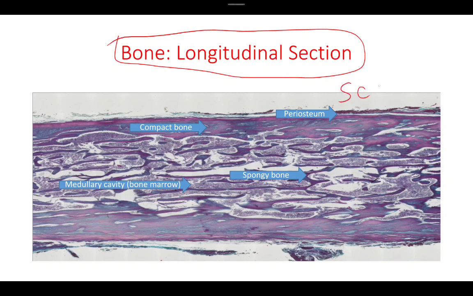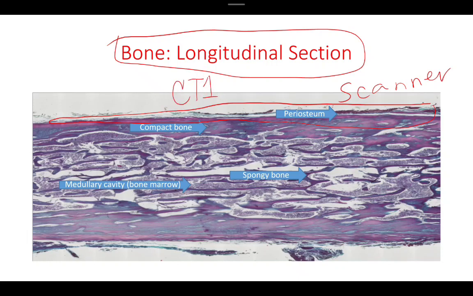So this is a scanner view. Can you appreciate the periosteum here, which is a covering of your compact bone? So the periosteum is, once again, connective collagen type 1. Okay, anong klaseng connective tissue? Dense, regular connective tissue. Okay, underneath the periosteum, you have your compact bone. Can you appreciate that your compact bone doesn't have any cavities or yung mga butas-butas natin?